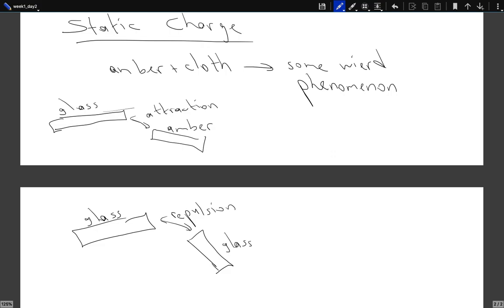Well, it turns out that with such experiments, there are only two different kinds of these things. So if you have two things, you can call them 1, 2, or A, B, or plus or minus. And that was the convention. So the convention was the charge of glass is defined to be positive. This is defined as positive. And this is the other charge, which attracts the plus charge, is negative.